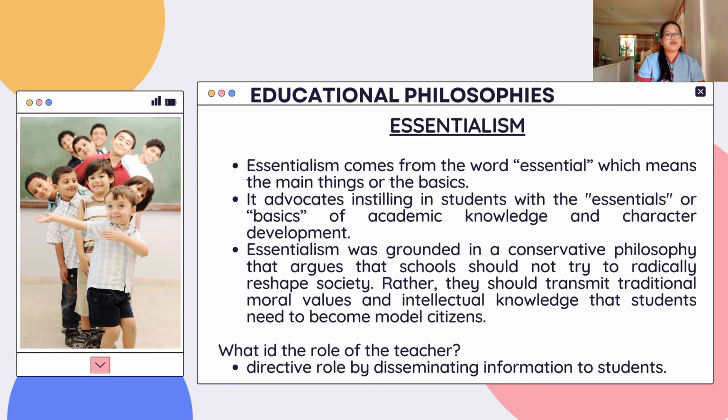This philosophy, rooted partly in idealism and partly in realism, evolved mainly as a critique of progressive thought in education. Thus, in essentialism, learning should consist in mastering the subject matter that reflects currently available knowledge in various disciplines. So, teachers play a highly directive role by disseminating information to the students.